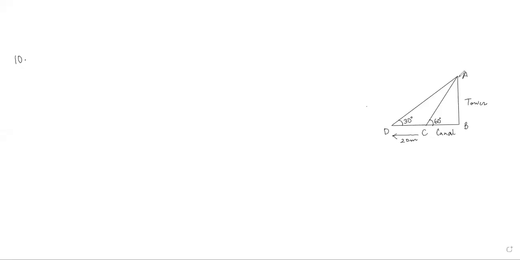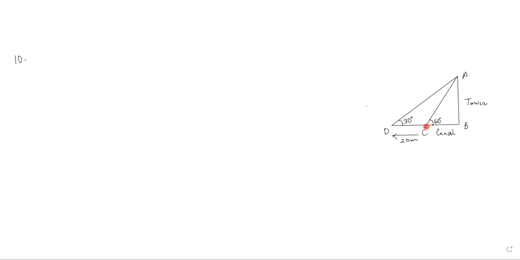In the question, you have a tower AB. This is your tower AB, and this is the panel BC. So from a point C, when you look at the top of the tower, your angle of elevation is 60 degrees.